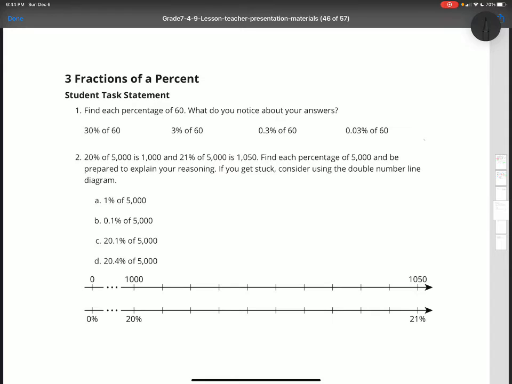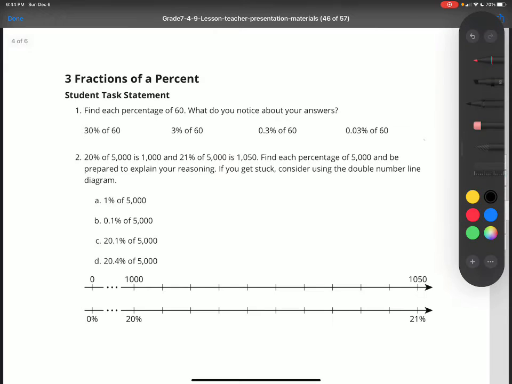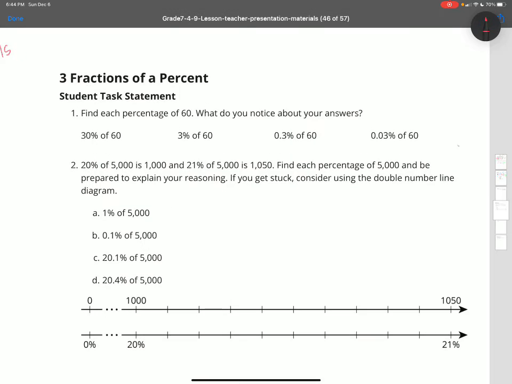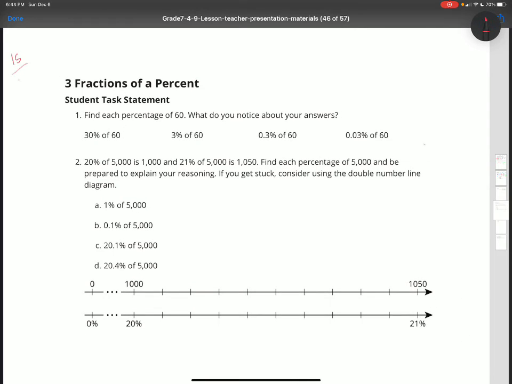In number 1, we'll be solving it mathematically, and then we'll get into how we can solve it mentally. It says find each percentage of 60. What do you notice about your answers? Now, I'm going to put some annotations on the side. Make sure you write this in your book. Is over of equals percent over 100. All right. So is over of equals percent over 100.